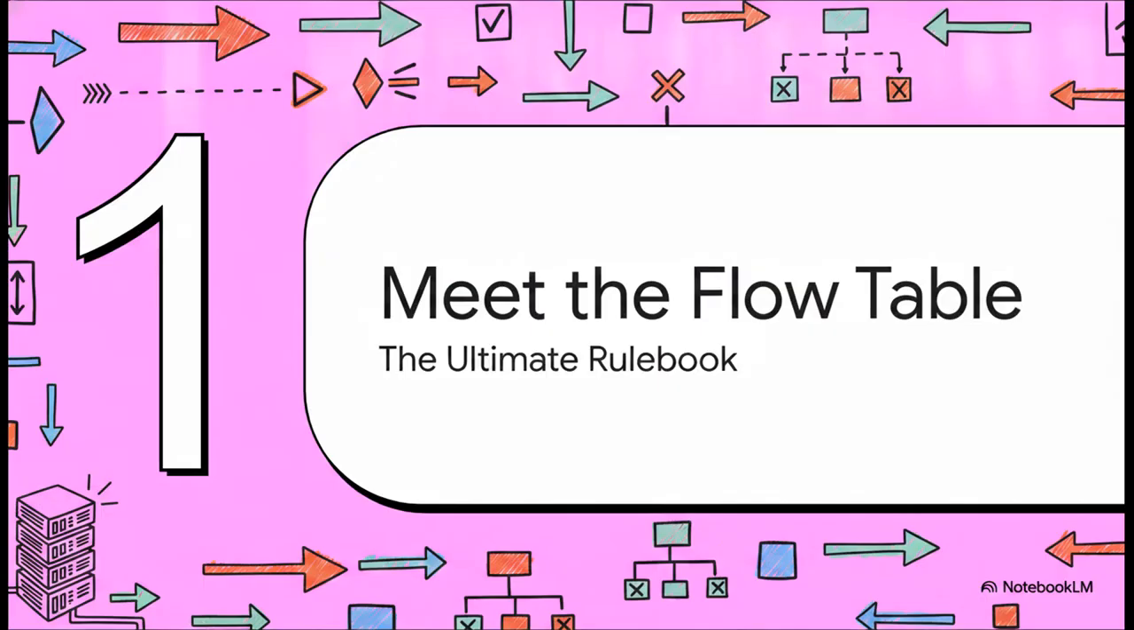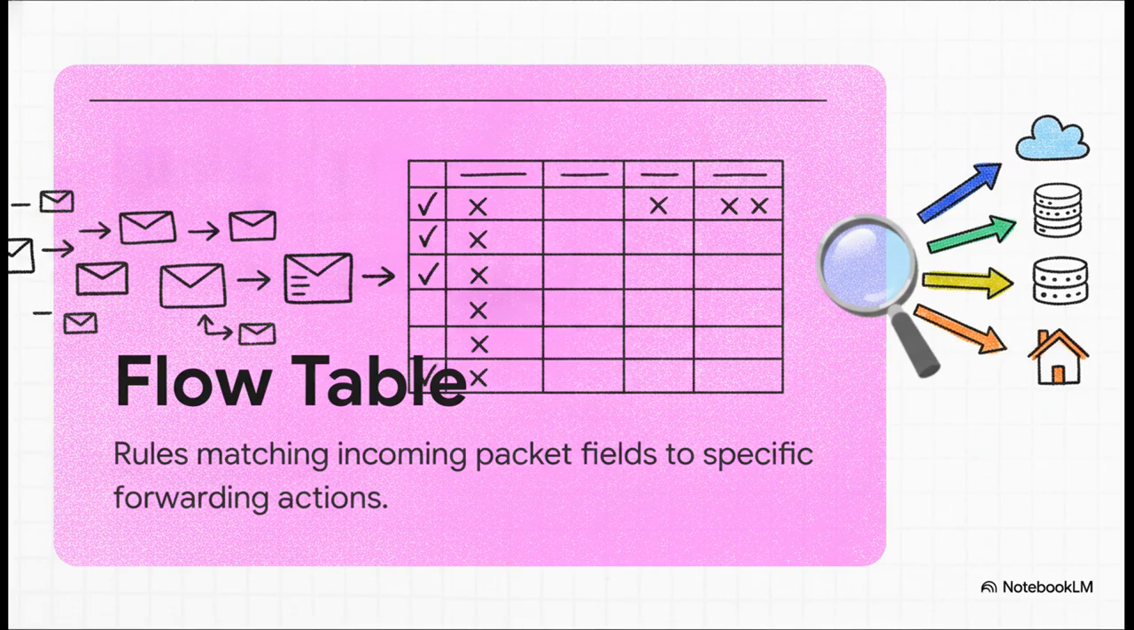All right, let's jump right into Section 1, Meet the Flow Table, the ultimate network rulebook. So, what actually is a flow table? By definition, it's a set of network rules that match incoming packet fields to specific forwarding actions. Think of it as a massive, high-speed checklist. When a piece of data arrives, the switch immediately consults this checklist to figure out exactly what that packet's destiny is going to be.